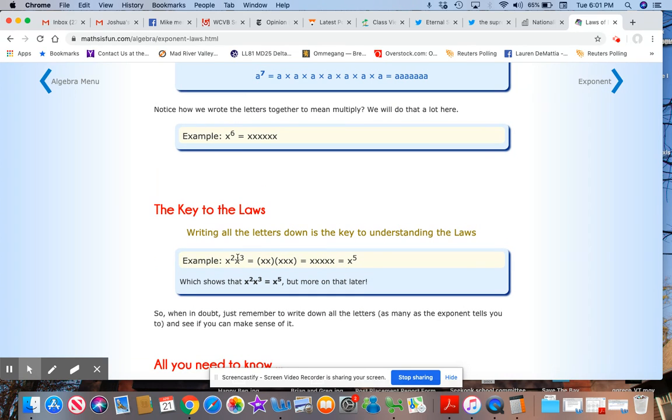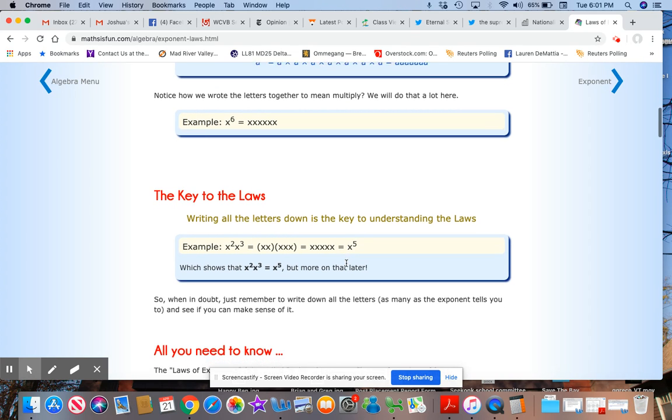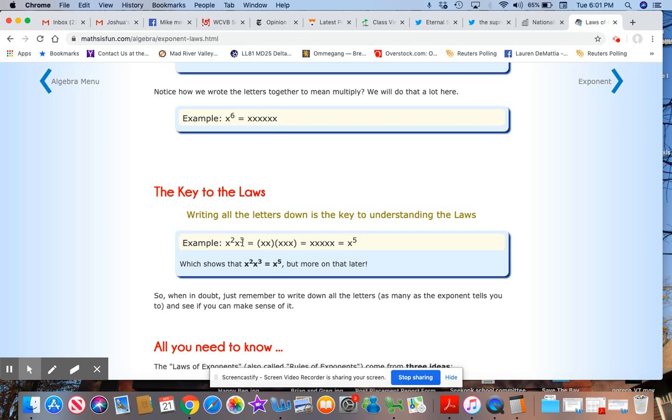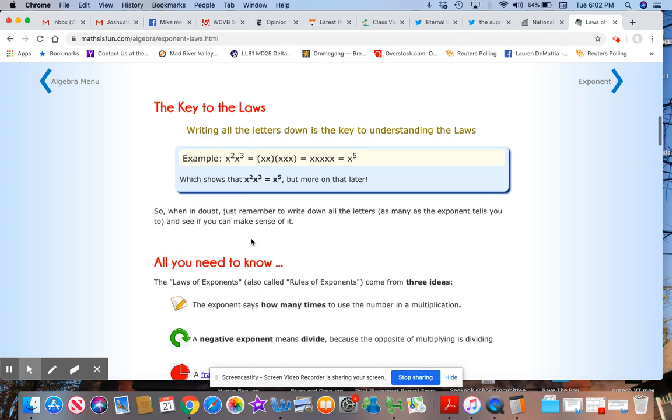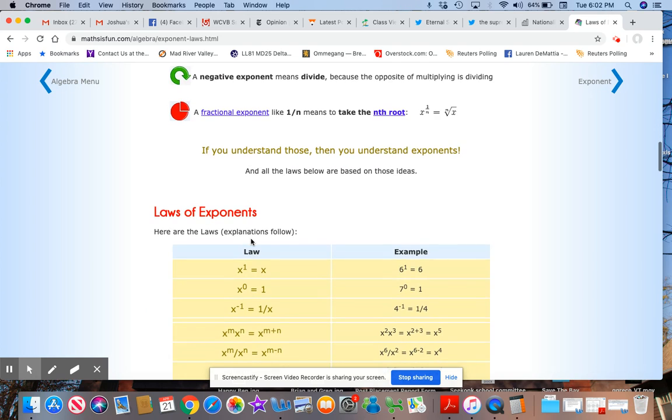When you're multiplying two different numbers with exponents that have the same base, say x squared, or x to the second, times x to the third, it's x times x times x times x times x. So you add these two numbers, and this ends up being x to the 5th power. You're adding the 2 plus the 3. So when you multiply two numbers with the same base, you add the exponents. So here are the laws of exponents.